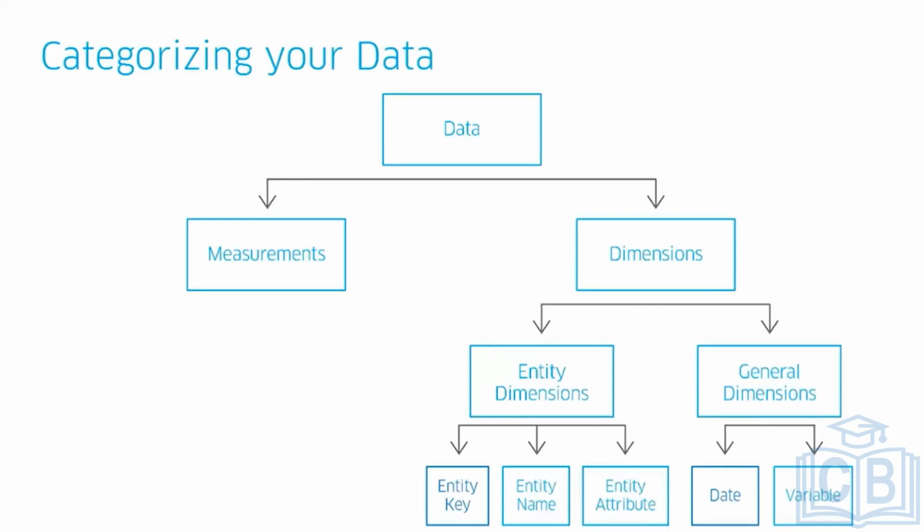Next comes categorizing our data. This is one of the very important categorizations that we need to do for the data when we receive. We have discussed this, right? So data has to be classified into two things: dimensions and measurements. Dimensions have entity dimensions and general dimensions. Under entity dimensions, we have an entity key, entity name, and entity attribute. However, in general dimensions, we have date and variable dimensions.